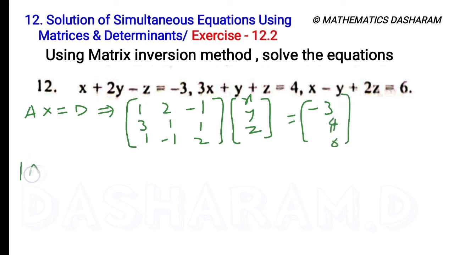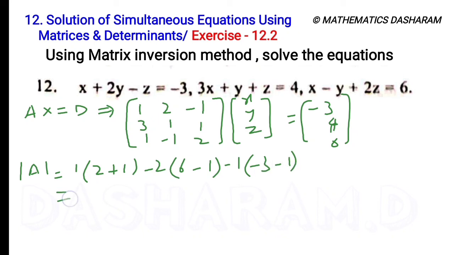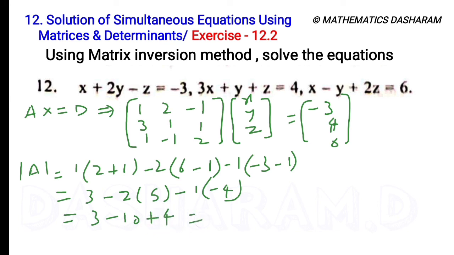Now we need to find out the mod A. So expand the first row elements. So 1 into 1 twos are 2 plus 1, minus 2 into 3 twos are 6 minus 1, minus 1 into minus 3 minus 1. 2 plus 1 is 3, minus 2 into 6 minus 1 is 5, minus 1 into minus 4. 3 minus 5 twos are 10. Minus 1 into minus 4 is plus 4. 3 plus 4 is 7 minus 10 equals minus 3. So it is not equal to 0. Therefore A inverse will exist.